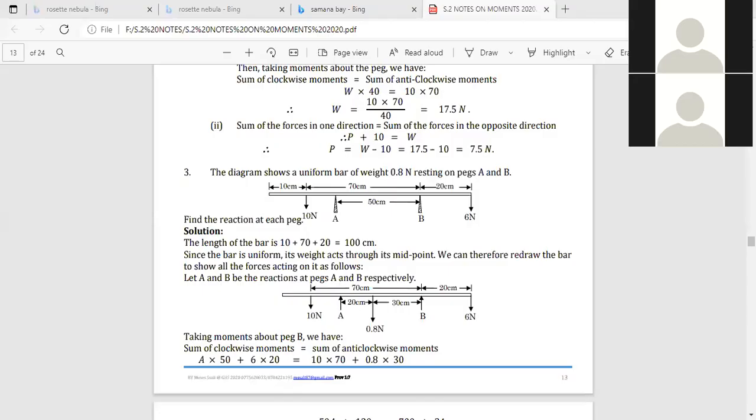We are looking at question 3. I hope those who copied that question have it, because that's the question we are going to try to answer. Okay? Can you hear me? Yes. So with that question in mind, I'm first going to draw it on the board, then we answer it.